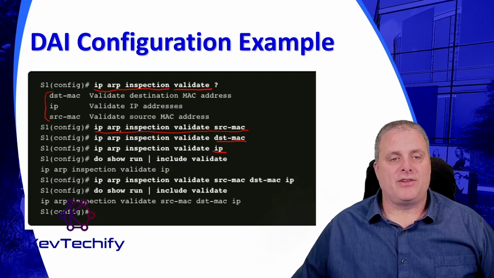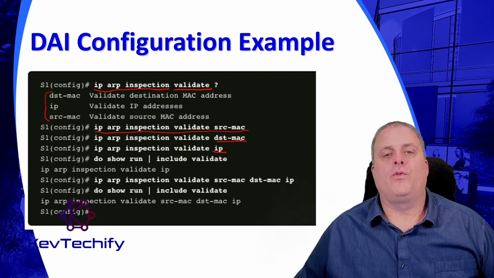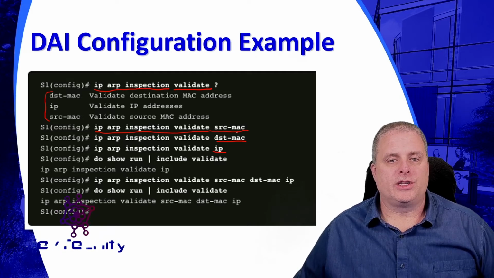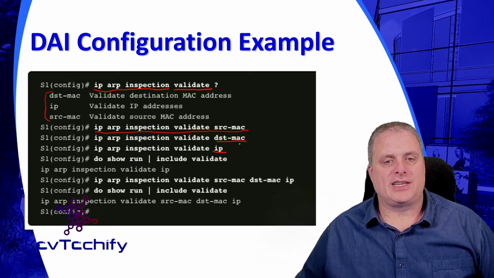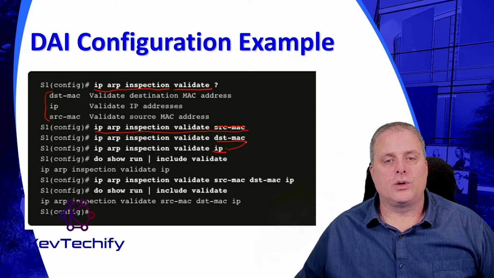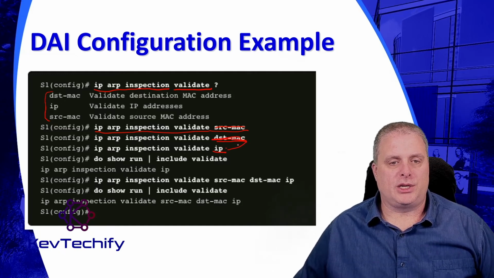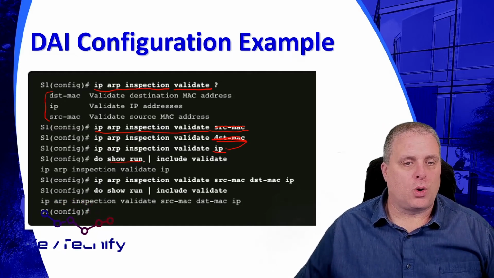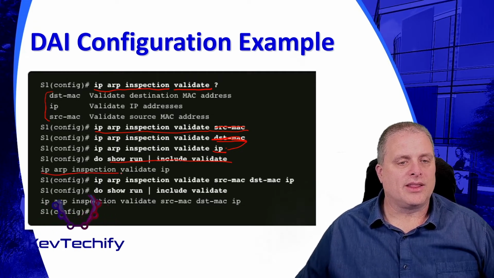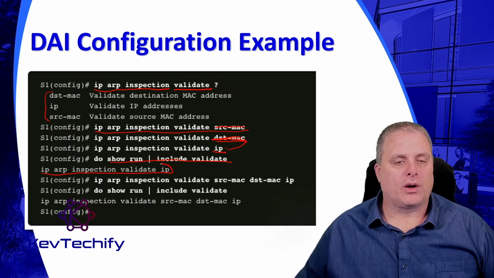What this does is every time you enter this command, it overwrites the previous setting. So when we entered source MAC, then we entered destination MAC, it overwrote source MAC. Then we came down here and did IP ARP Inspection validate IP. It overwrote destination MAC. And so when we do a show run and include anything with validate, this is the command we get. This is the last line we have. We are only doing validation of the IP address.